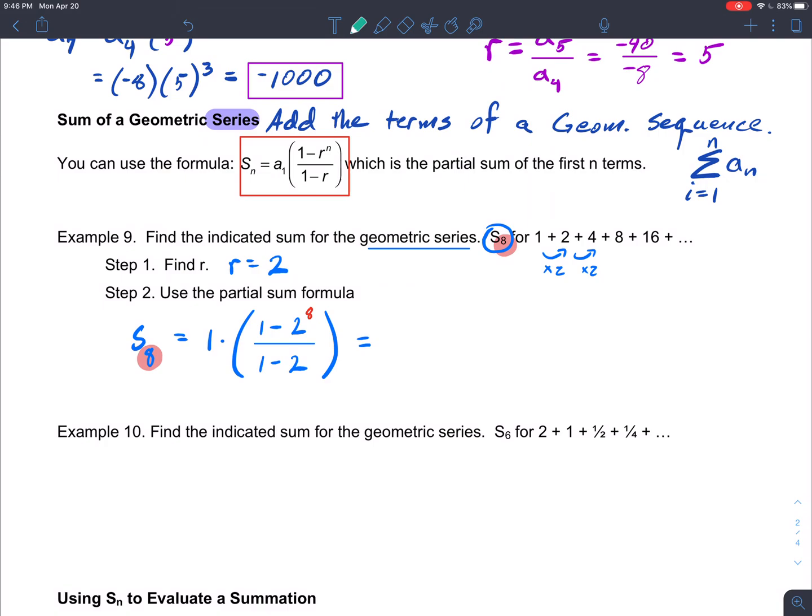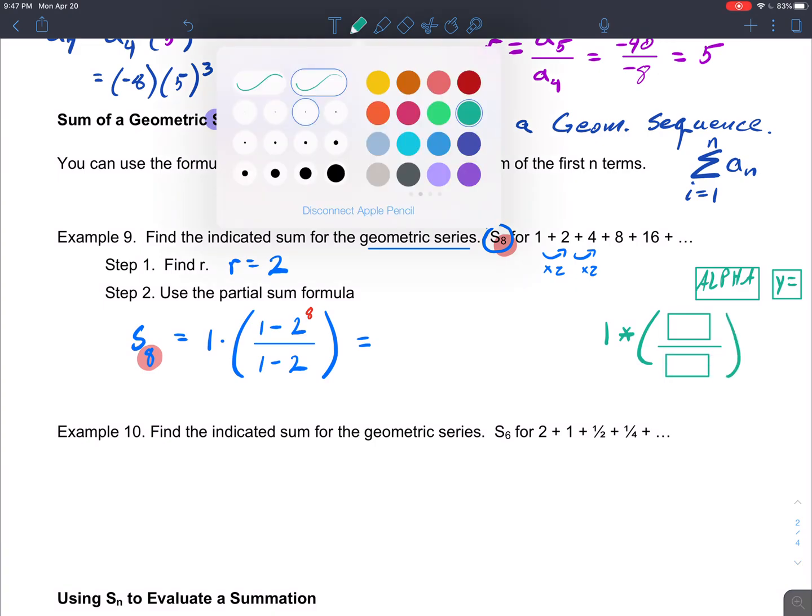You're plugging this into the calculator, you need to probably do 1 times, and then use the fraction template, which is alpha, and then the y equals button, right? Press the alpha button, and then the y equals button. And the first option is a fraction template. And the fraction template, this should be in parentheses. So open up a parentheses, then put this thing in fraction form. And when it's in fraction form, type it exactly the way it looks.